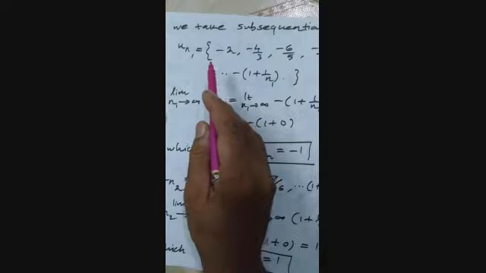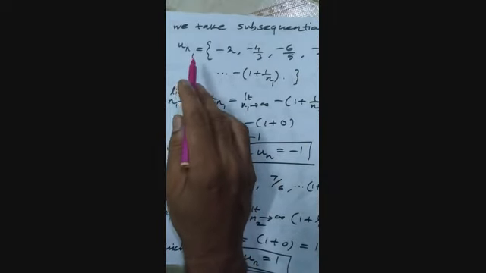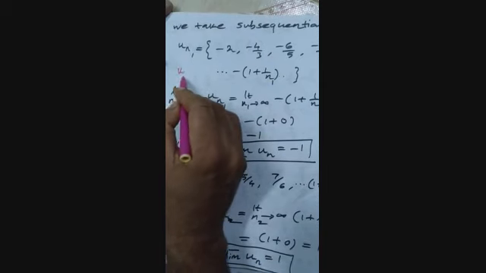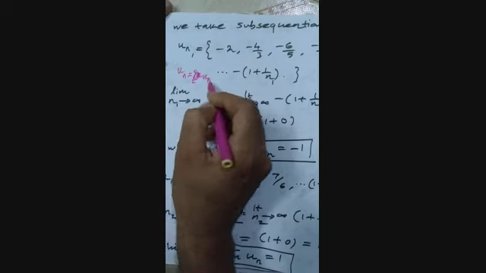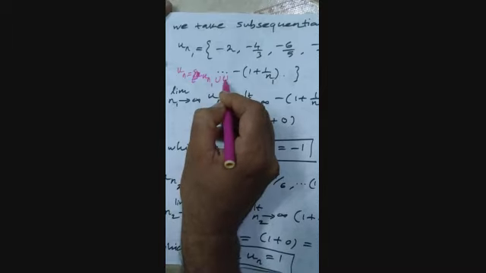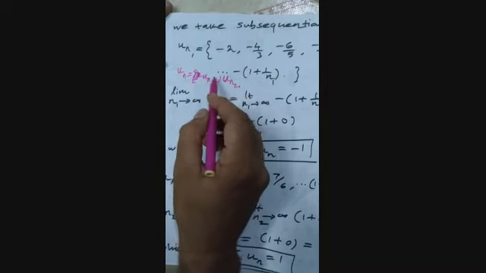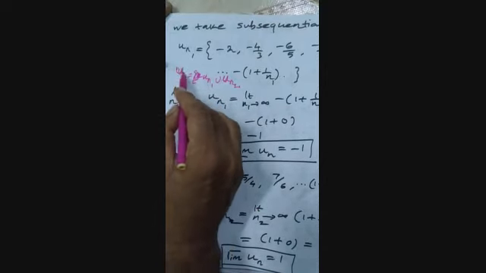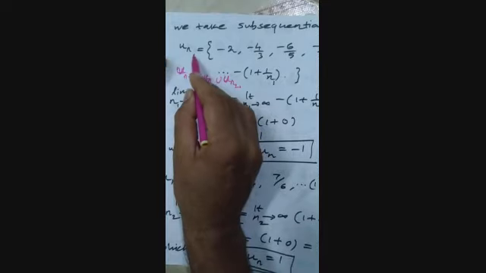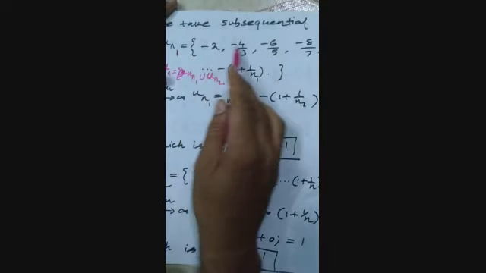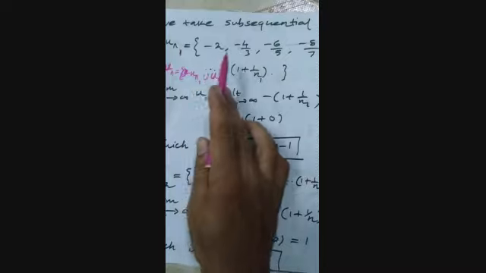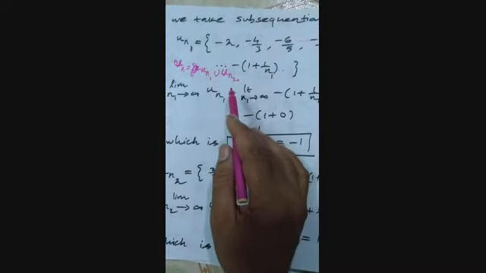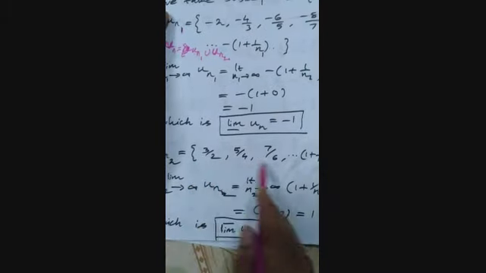We take subsequences, which we already know. I take u_n1 and u_n2, two subsequences. I take the union, and I get the original sequence u_n. I consider u_n1 as only the negative terms. When we give the n value odd, we are getting the negative terms. When we give the n value even, we are getting positive terms.